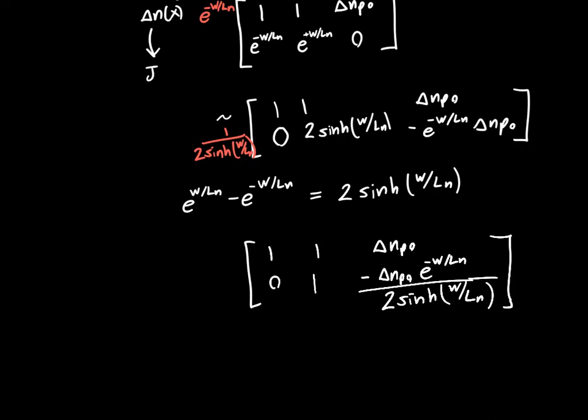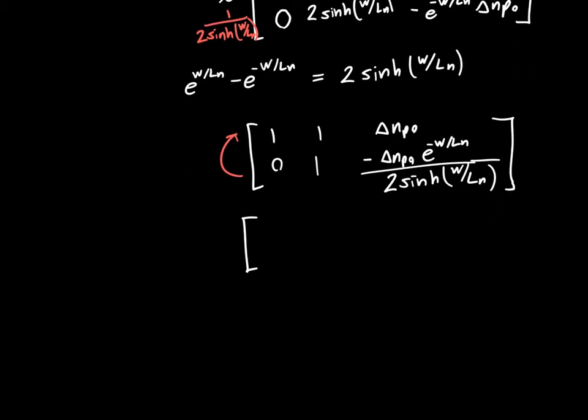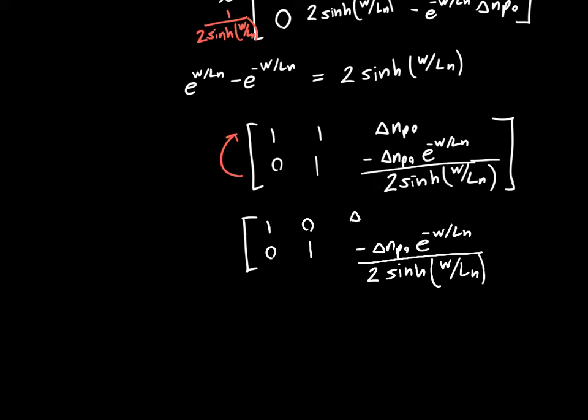Now we're going to subtract the second row from the first row, and we'll get our final matrix, which will give us our solution. So this is 1, 0, 0, 1. The bottom is still the same, so delta np naught e to the minus w over ln divided by 2 sinh w over ln. And then on top we have delta np naught minus a negative, so that's plus delta np naught e to the minus w over ln over 2 sinh w over ln.